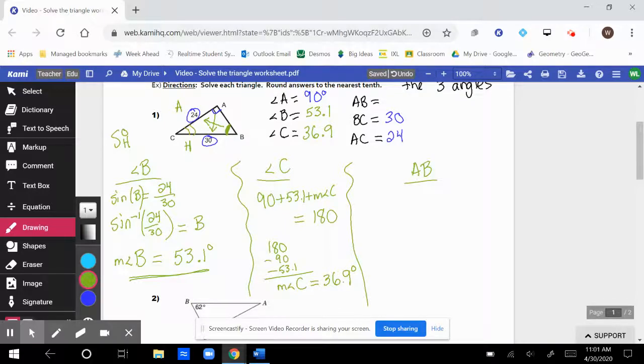I'm going to show both ways to do it. Okay, you could do it using trig. And then this is where you could use the Pythagorean theorem because you know two out of the three sides.